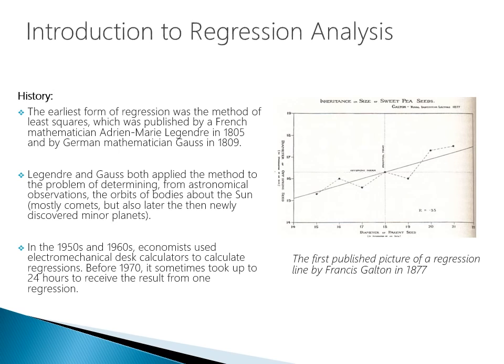On the right-hand side, we have a nice picture, which is the first published picture of a regression line by Francis Galton in 1877. So, for the historians out there who are interested in the evolution of regression and econometrics, this is the first time a regression line has ever been seen in a publication.